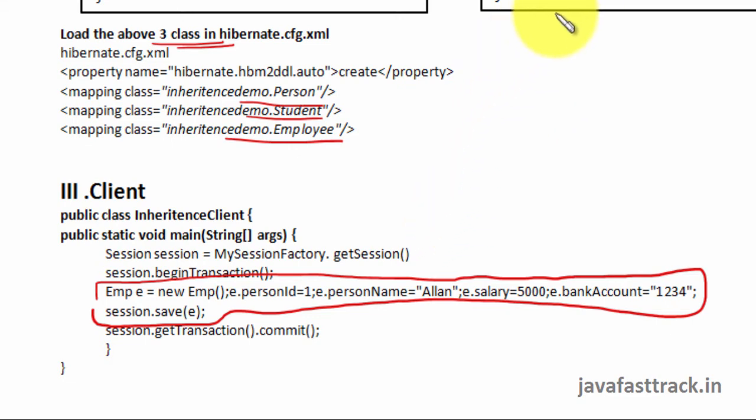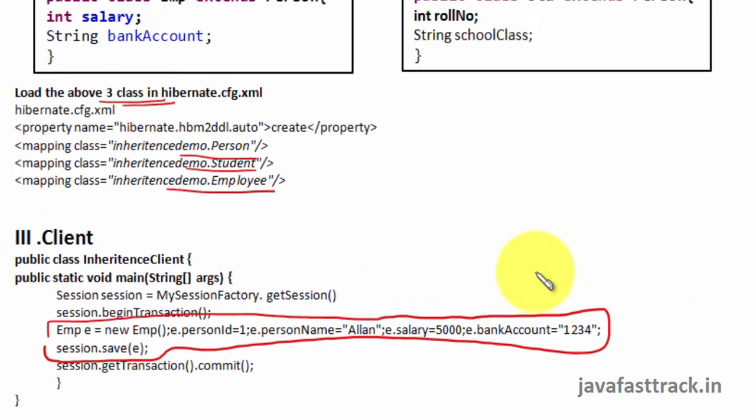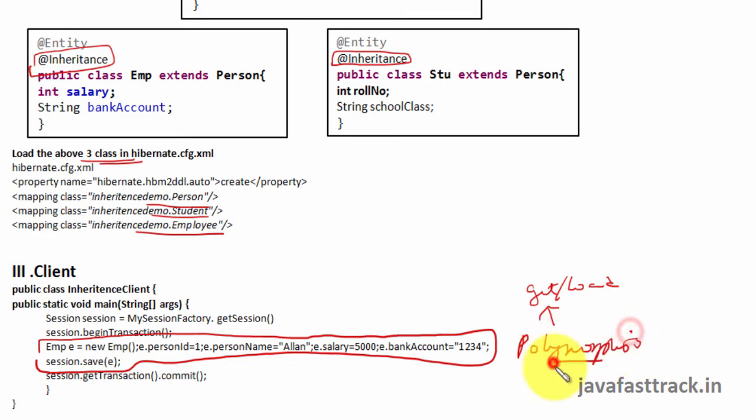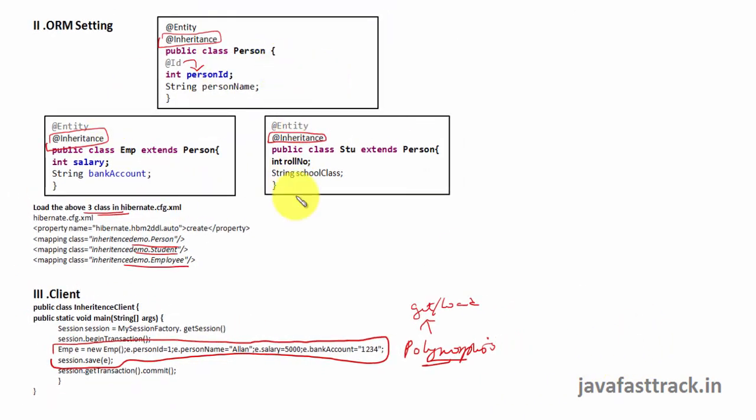Likewise, we can store a student object. Not only can we store data, we can also retrieve the data by using the get method, load method, etc. That time you may get something called polymorphic behavior. So once we are done with ORM setting, when you write the client program, you should know how to store different types of objects, and you should be aware of the polymorphic behavior when you try to retrieve the data.